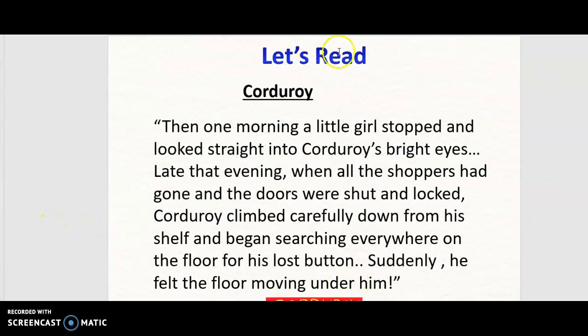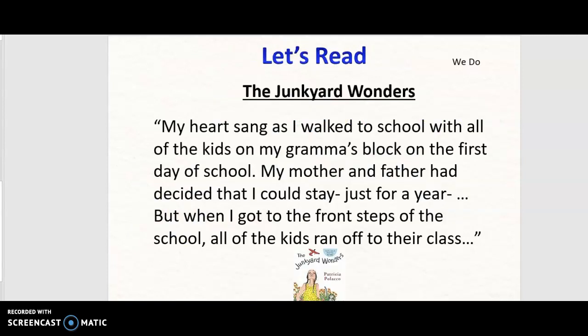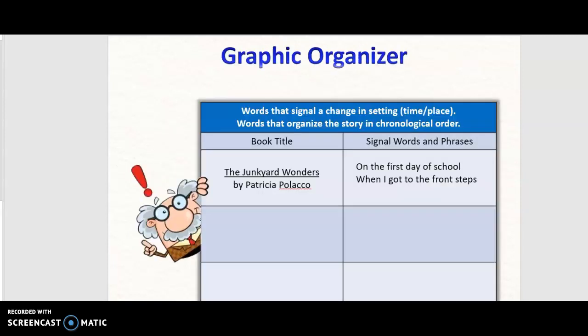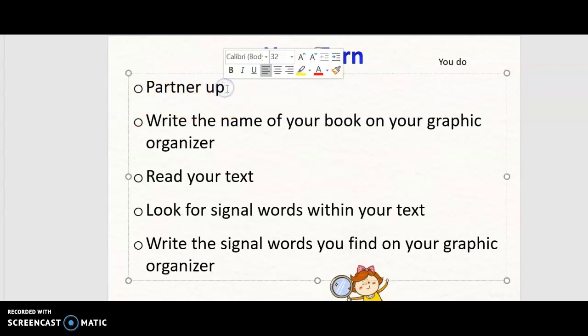All right, now let's read Corduroy. And so we went through that one, and we showed the transitions there. Junkyard Wonders, you can do the same thing. Show the transitions there. Now it's your turn. Now, you probably could not have them partner up, but you could give them a story that maybe you find a PDF for or even a video, and have them try to write down the transitions that they see, and then open up a Padlet for them to share those ideas.